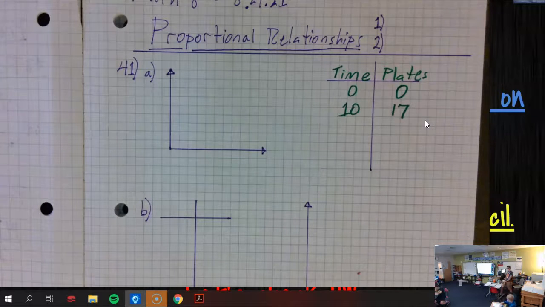How high up do you want us to go? 30? 30, 40, 50. However big you want to make your graph, in a way. So how far you go will determine how you scale your graph.